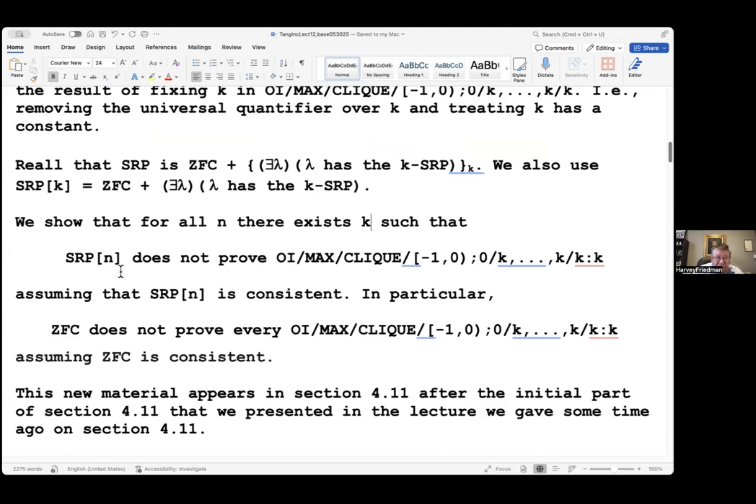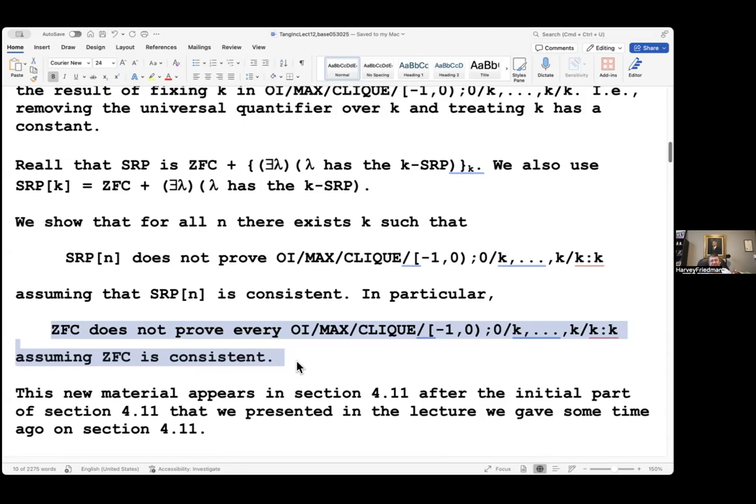It's a little tricky to actually do this without more assumptions. It's easier to do this if you just assume SRP as a whole is consistent. But this is better: for each n, there is a k like this, just assuming SRP-n is consistent. In particular, ZFC does not prove every instance of this statement, assuming ZFC is consistent. This is the main thing that a non-specialist mathematician would like to know: not only is this statement not provable in ZFC, you can't even prove any instance.